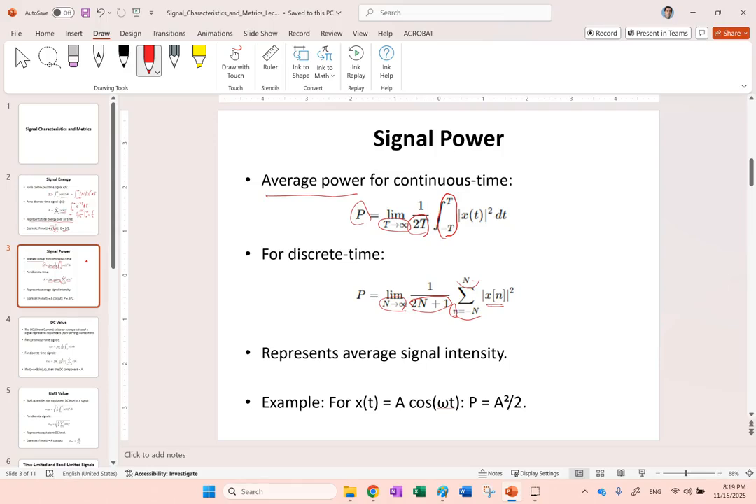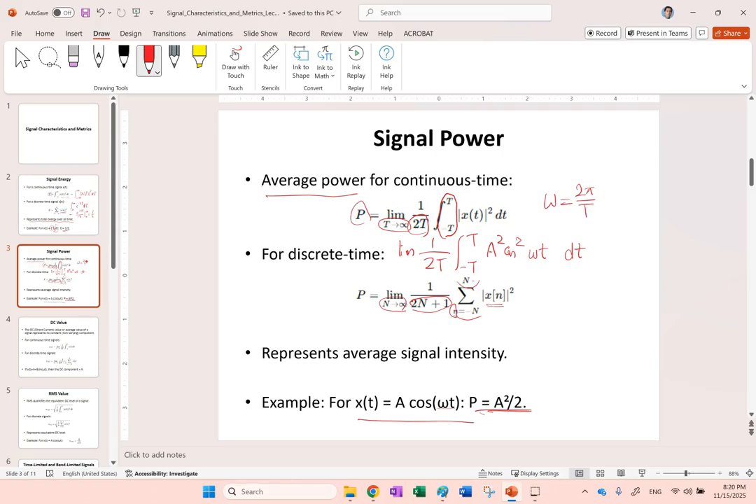For instance, if you have a harmonic function, A cosine omega t, you can show that the power is A squared over 2. So let's do that here. If I want to do it, it is going to be the limit of 1 over 2T, the integral from negative T to T of A squared cosine squared of omega t dt. And omega and T are related to each other, right? Because omega is 2 pi over T, as you know.